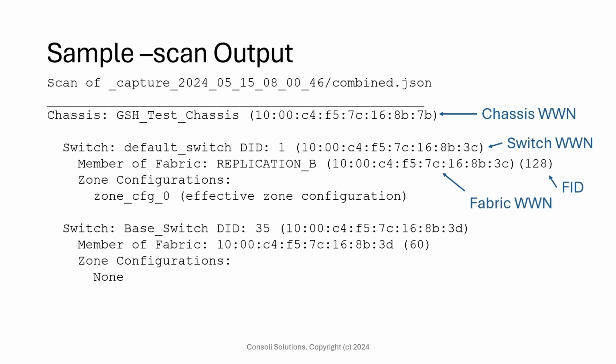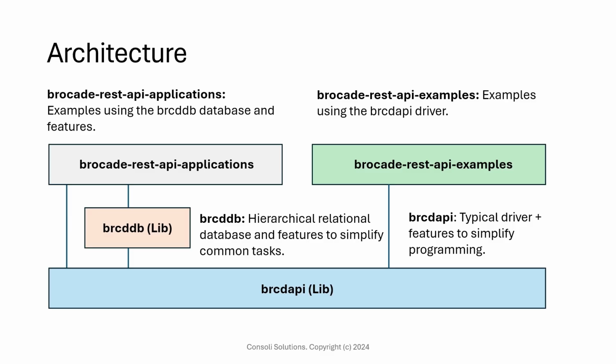Chassis, switch, and fabric names do not have to be unique, so for scripts that require it, they are identified by their worldwide name. Each logical switch in each chassis is listed with the fabric and logical switch it is a member of and the zone configuration defined for that fabric.